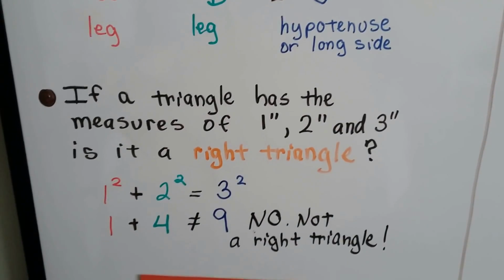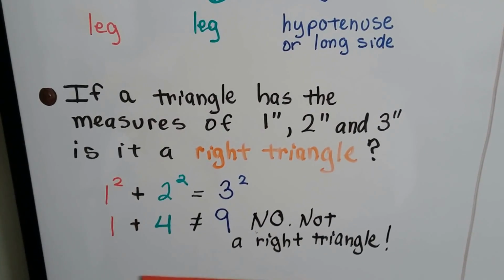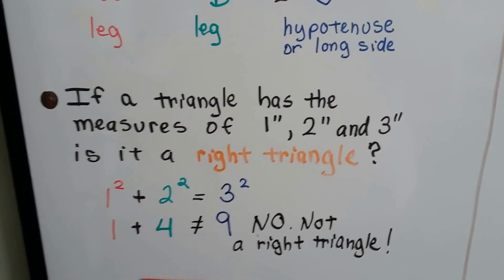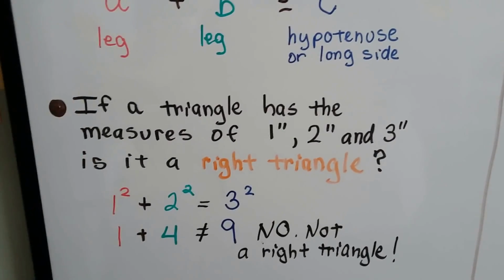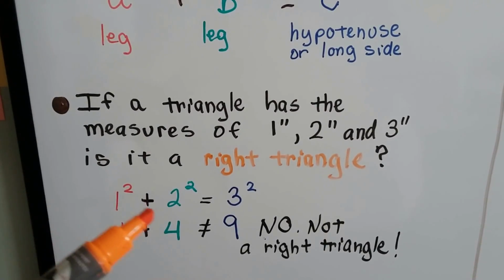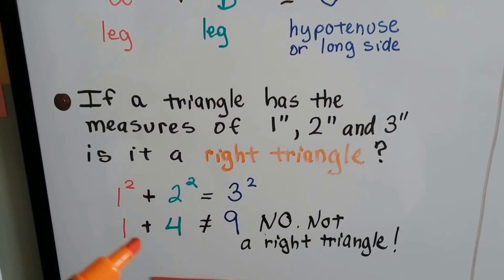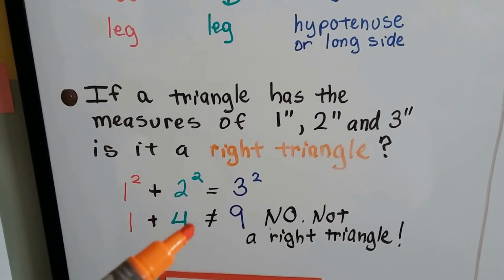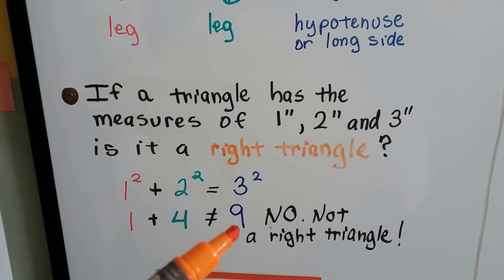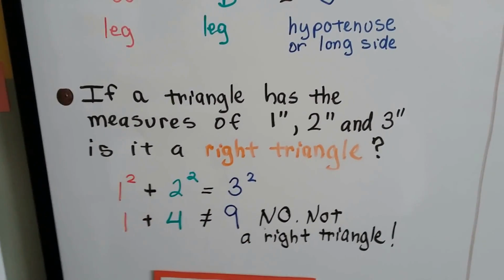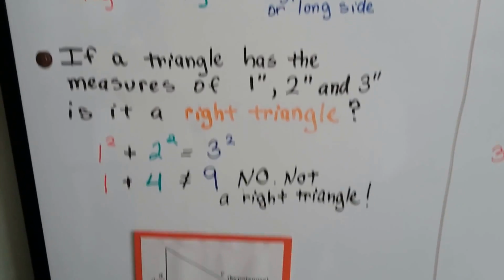And if a triangle has measures of 1 inch, 2 inches, and 3 inches, is it a right triangle? Well, this will help us test it. So we do 1 squared plus 2 squared equals 3 squared. Well, 1 plus 4 is 5. That's not 9. So no, that would not be the measures of a right triangle.